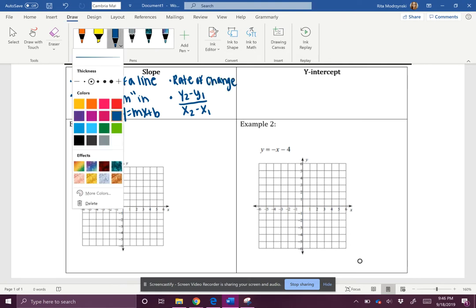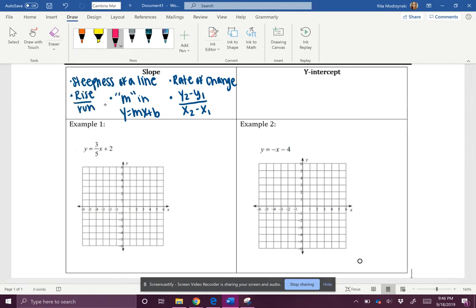Now let's look at y-intercept. The y-intercept is where the graph or the line crosses the y-axis. Anytime we're referencing a place that is actually on a line, we want to name it by a point. I just wrote y-intercept, not y-axis. There we go. The line crosses the y-axis, and I'm going to put it at a point.